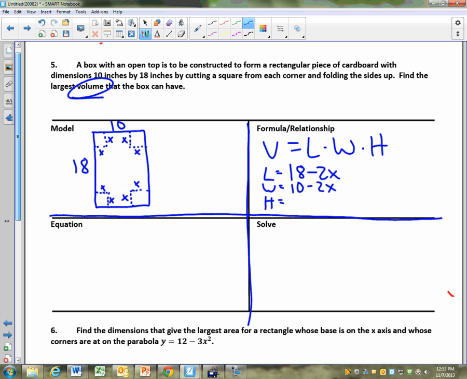When I fold it up, the height of the box is going to be the same as the size of the square that I cut out. So the height is going to be x. Very good.